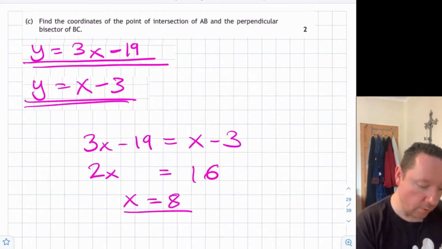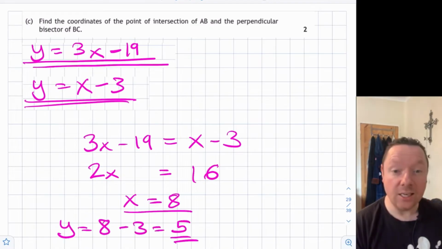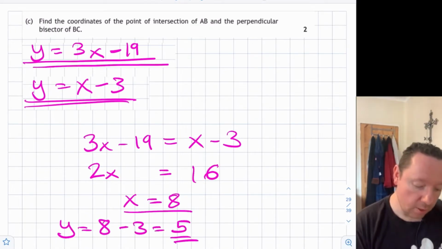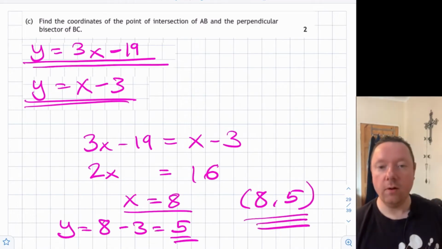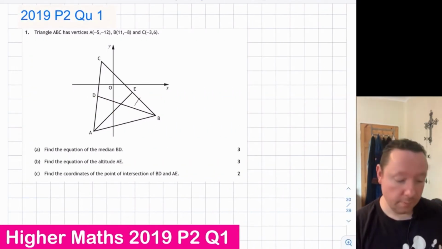Our easiest y equation is the bottom one, so we'll just use that. y equals 8, take away 3, which is 5. We now need to actually write down the point of intersection. Our answer is 8, 5. Don't underline it, score it, whatever you want. We're done.